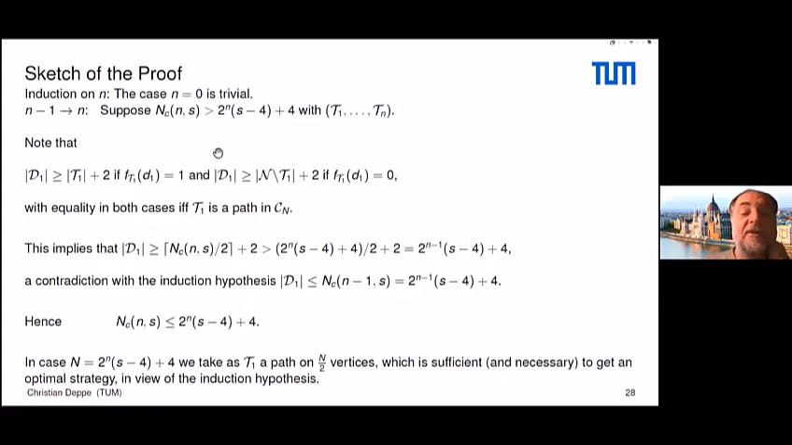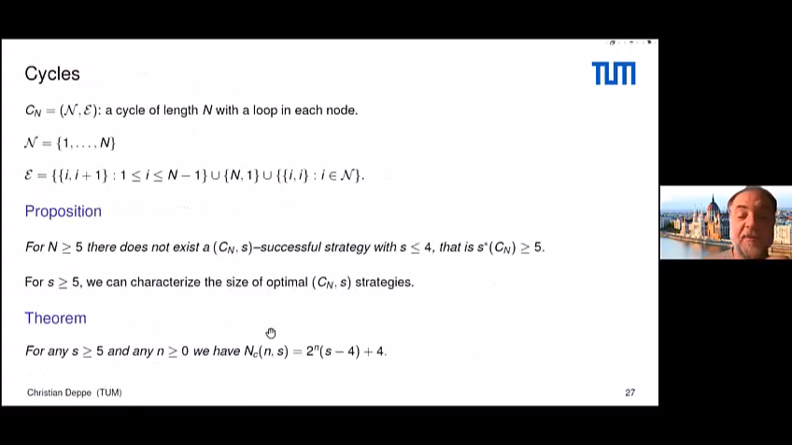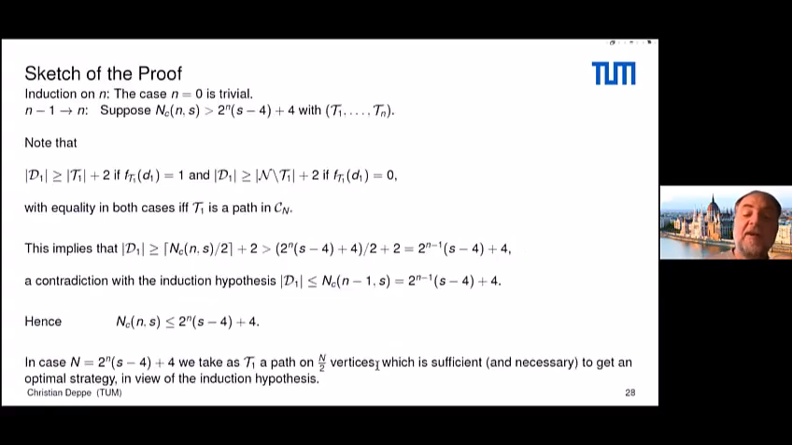We can now also show that there is no better strategy, so that this one is the best possible strategy. And this can also be done simply by induction. So we know from our strategy that it's possible to do this 2 to the n times S minus 4 plus 4. And so we have to show that it's also smaller.